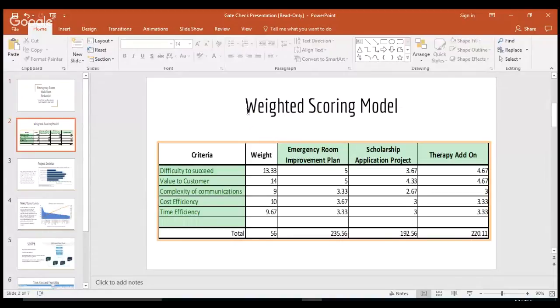We first started by making a weighted scoring model. Now, our group is made up entirely of healthcare administration majors, and so we decided to pick projects that were related to something we might do in our future careers. So here you can see the different projects, how they were weighted, and the one that came up with the most was the emergency room improvement plan. They were all close, they were all great ideas, but this was the one that we all agreed would be the best one to choose.